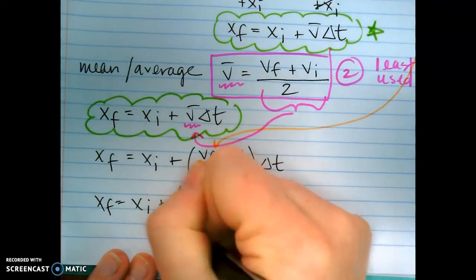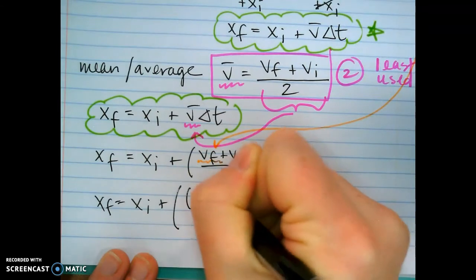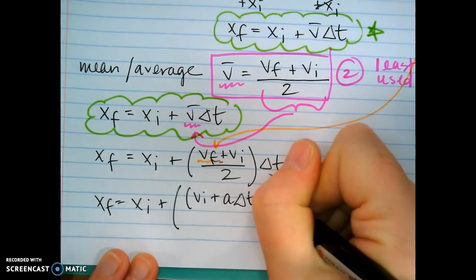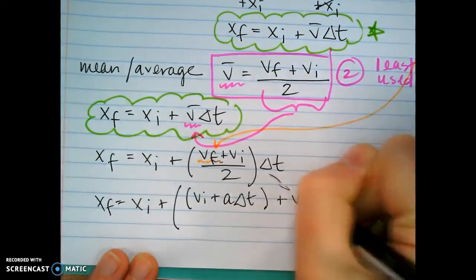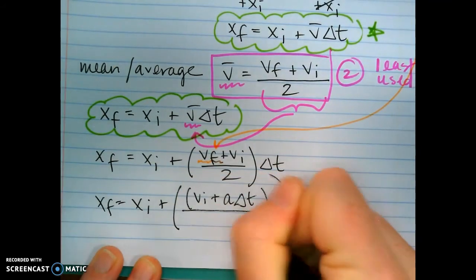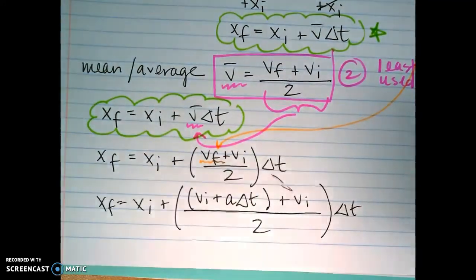and now we've got many parentheses, right? Initial velocity plus acceleration times our time interval plus initial velocity. All that's divided by 2, and there still is a delta t on the outside.